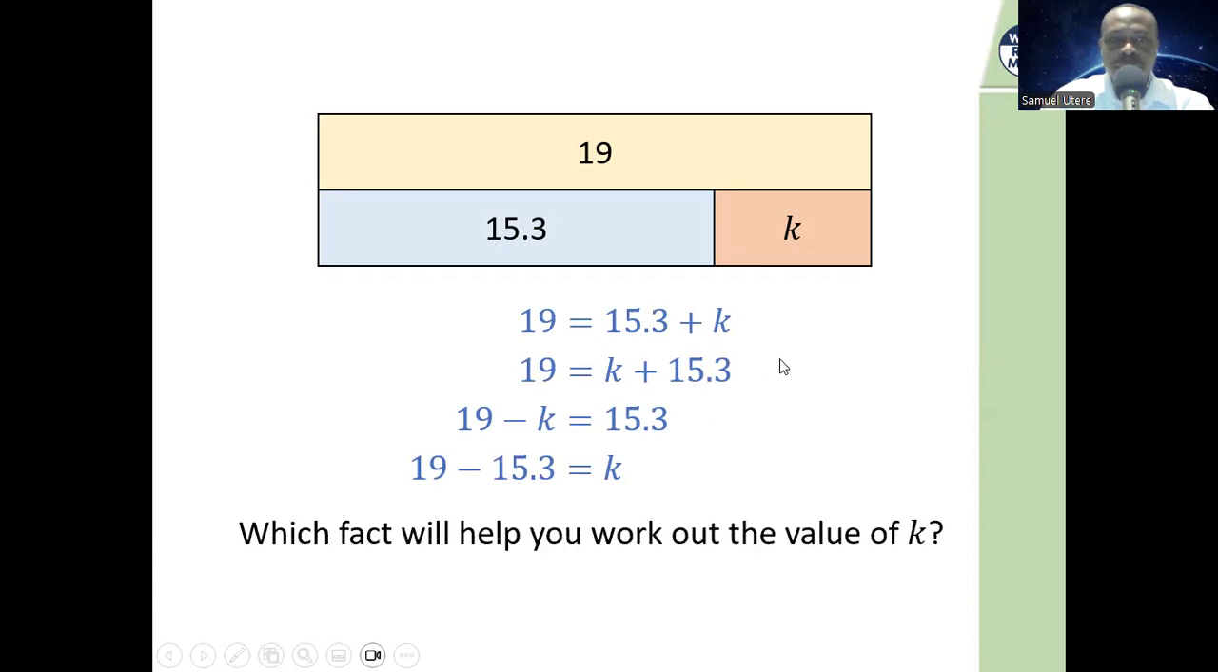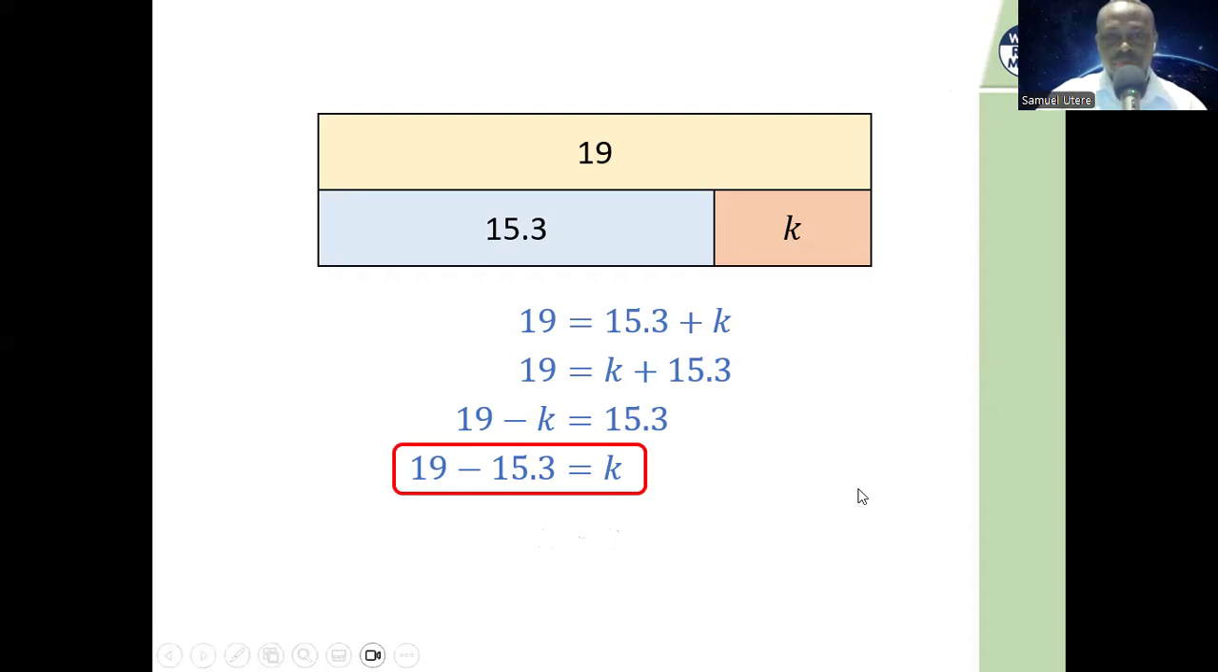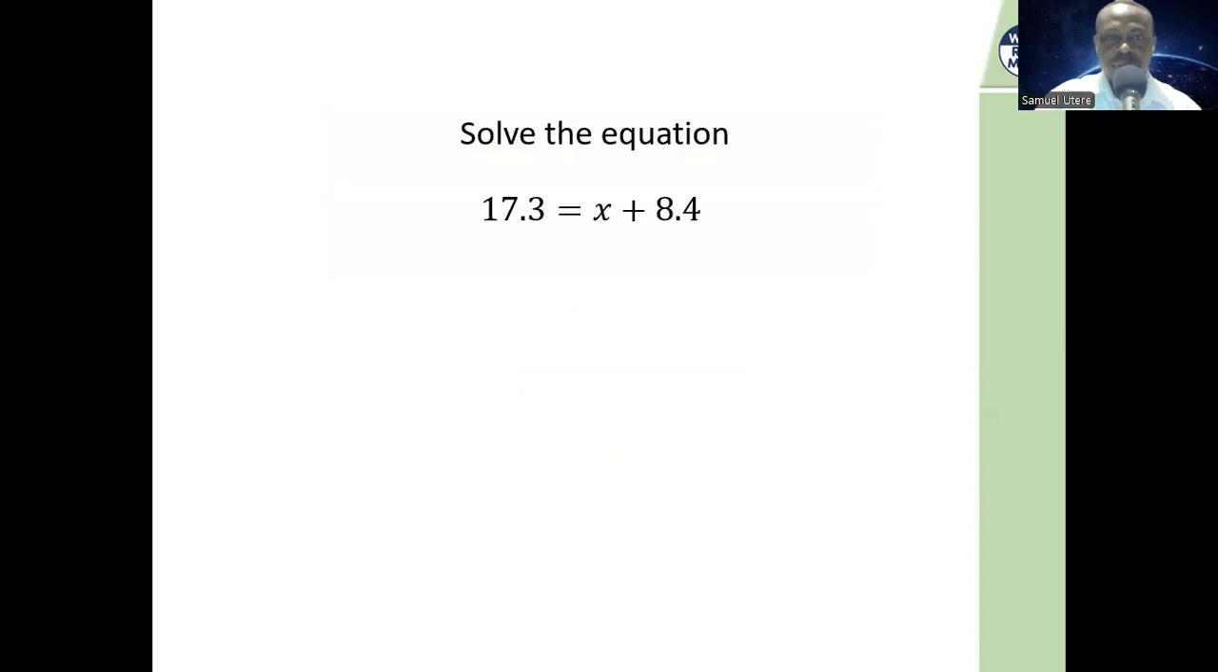Which fact will help you work out the value of k? It's clear that it's this one. It's really obvious. Yeah, that one. Because we're saying 19, we slice off 15.3 from the 19 bar, we're going to get k, because that's what's going to be left. And so k will be 3.7.